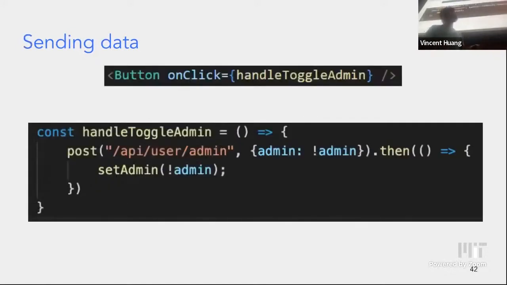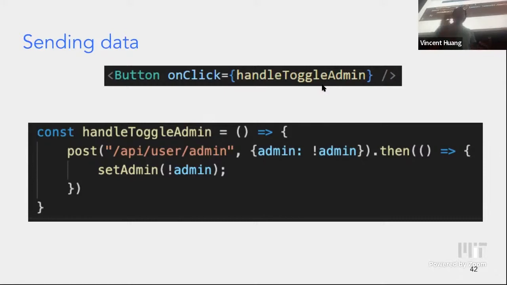So similarly, if we want to send data to the backend, we will do post requests instead of get requests. And the syntax for that will be very similar. Here's an example where we just have a button, and every time we click on the button, we're going to change some user's admin status.